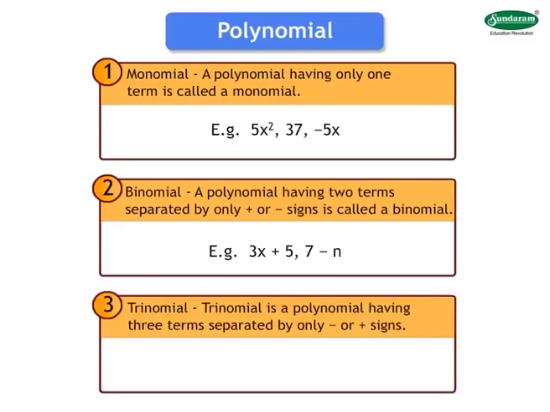3. Trinomial. A trinomial is a polynomial having three terms separated by only minus or plus signs. Example, 5x cubed minus 3x squared plus 7, 15 plus n cubed plus n raised to 5.